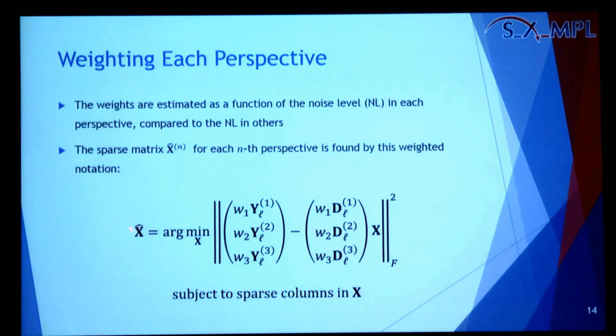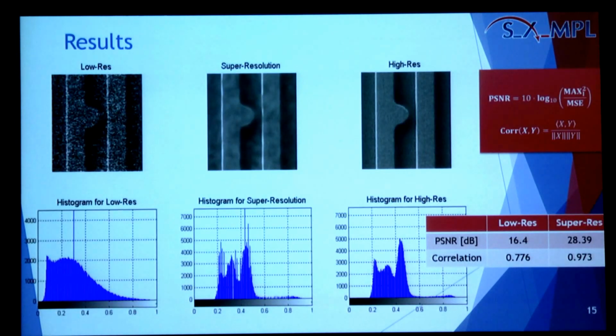And we find X hat that solves it. In this case, we get a very good solution. We go from the low res to the super resolution. And that's the high res ground truth, if you want, as good as it gets, because this one also has noise. And we measure both PSNR and correlation in terms of image quality.